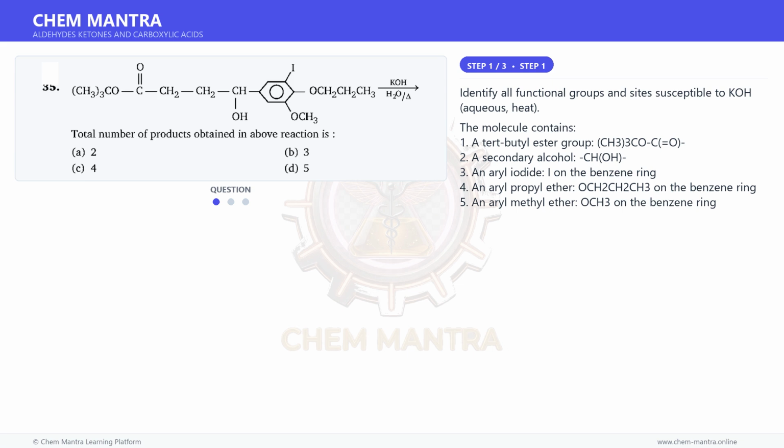The molecule contains: 1. A tert-butyl ester group, (CH3)3C-O-C=O. 2. A secondary alcohol, CH-OH. 3. An aryl iodide, I on the benzene ring. 4. An aryl propyl ether, OCH2CH2CH3 on the benzene ring. 5. An aryl methyl ether, OCH3 on the benzene ring.